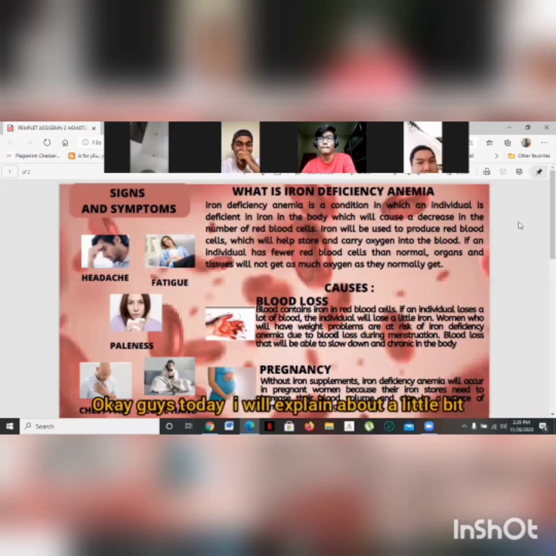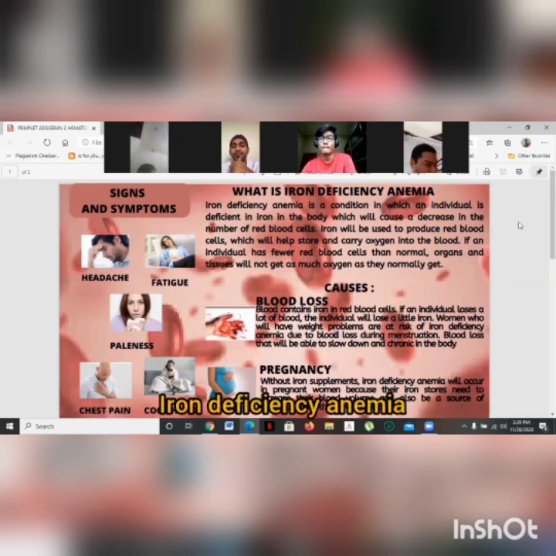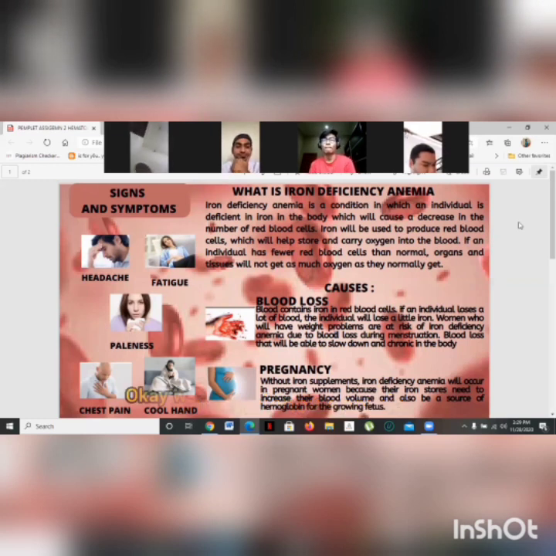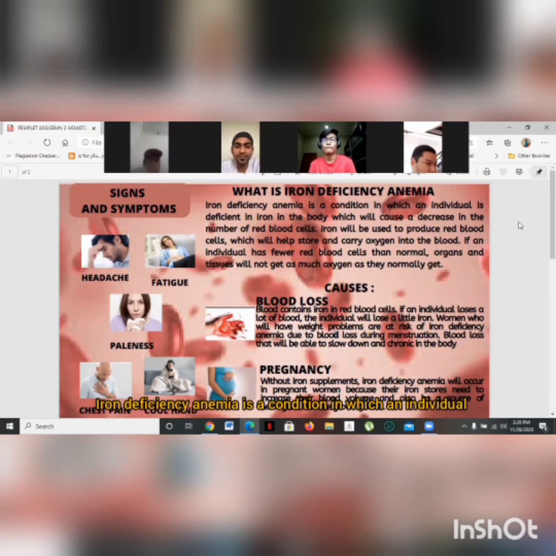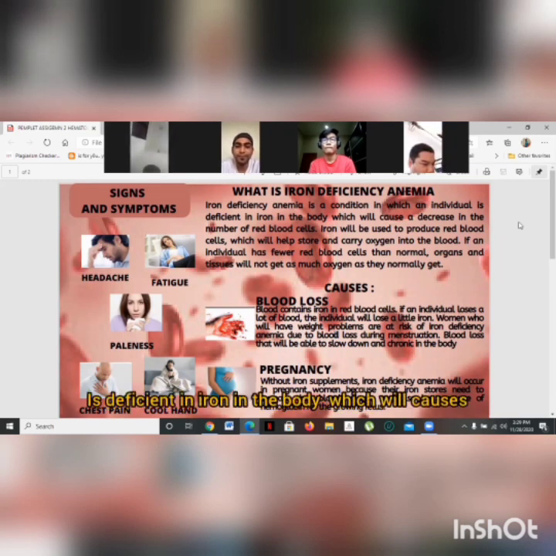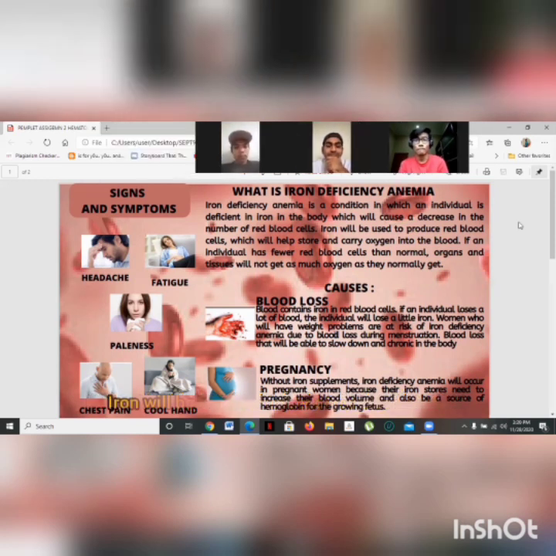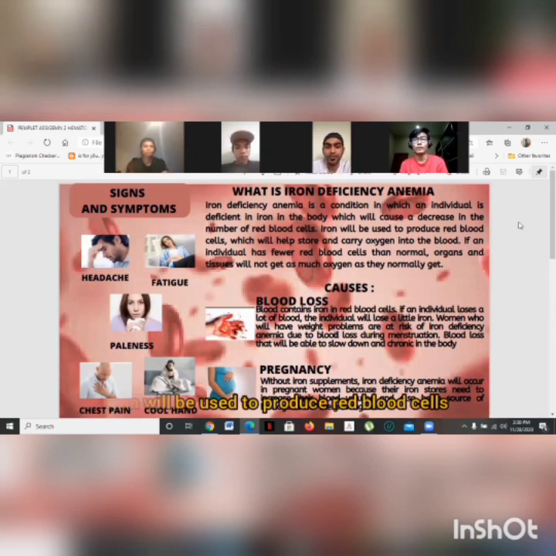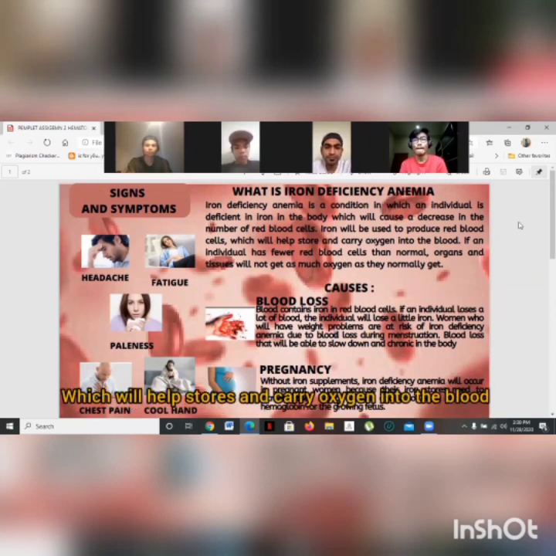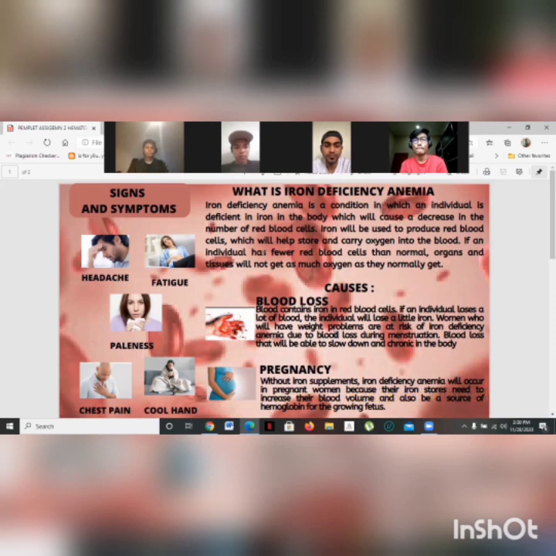Okay guys, today I will explain a little bit about iron deficiency anemia. What is iron deficiency anemia? Iron deficiency anemia is a condition in which an individual is deficient in iron in the body, which causes a decrease in the number of red blood cells. Iron is used to produce red blood cells, which help to store and carry oxygen in the blood.